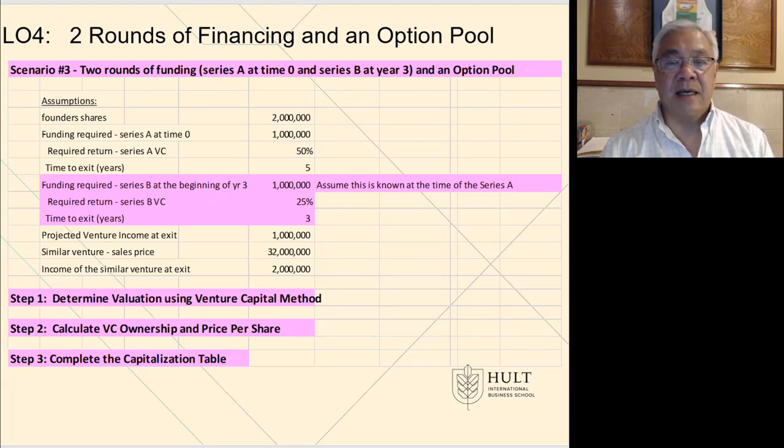Now, the reason I'm saying it in this fashion is that the venture capitalist from the Series A does not want to have any dilution of their return. So the calculation we're going to do is complicated to provide for the same rate of return for the venture capitalists for Series A, even though we have yet to raise the second round of financing. And we'll show you how that works with numbers. So that's the main difference from Learning Objective 3, where we had 1 round of funding plus an option pool. All right, so we'll hop back into Excel.